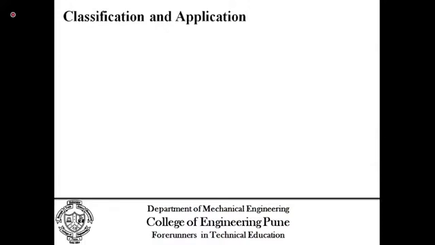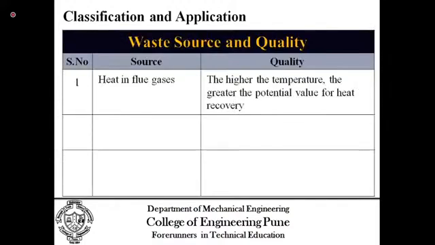Now let us classify this available heat according to the applications. Here is a list of some of the points. The first is heat in the flue gases. If you recall the heat balance sheet that we taught to the students, the heat balance sheet of the IC engine, of the boiler, of the gas turbine plant, you will notice that the heat lost on account of flue gases is a major component. Nearly 25 to 30% of the heat is lost in the form of exhaust gases.